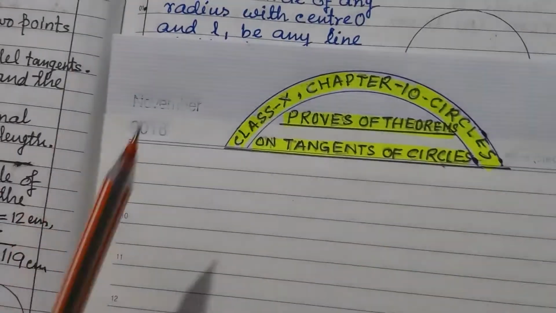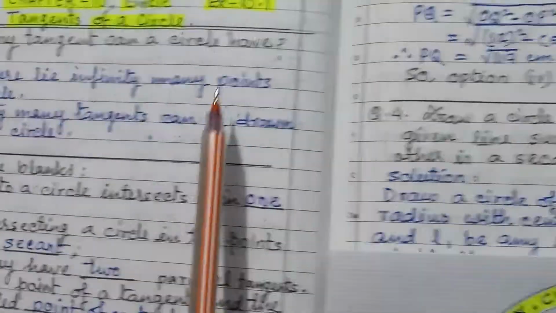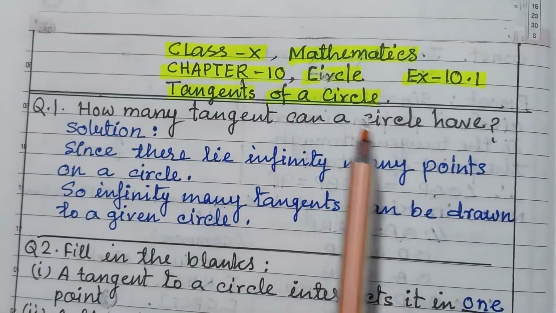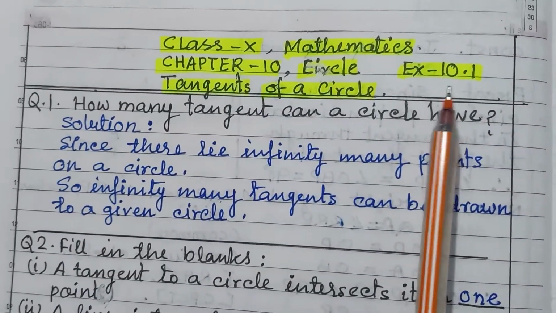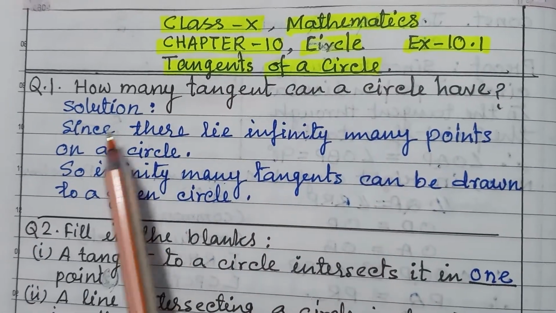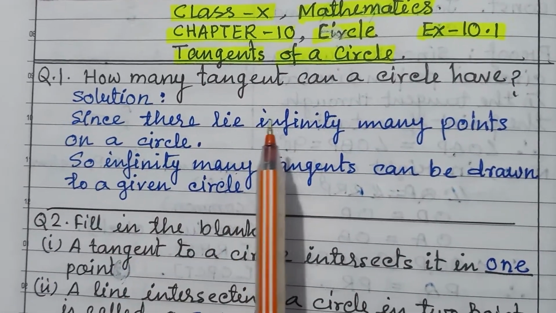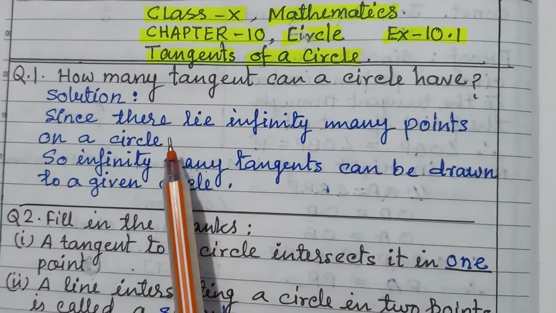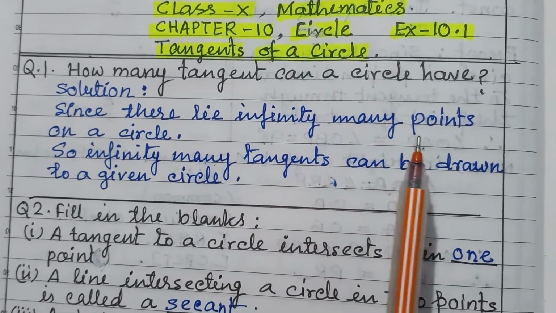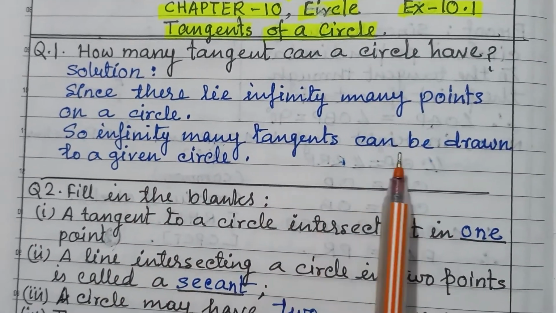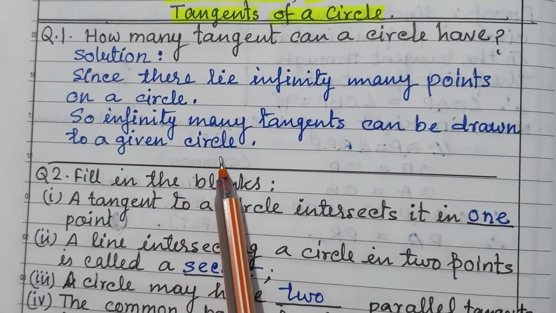Now, exercise 10.1, class 10 mathematics, chapter 10 Circles. It is related to tangents of a circle. The first question is: how many tangents can a circle have? Since there lie infinitely many points on a circle, infinitely many tangents can be drawn to the given circle.